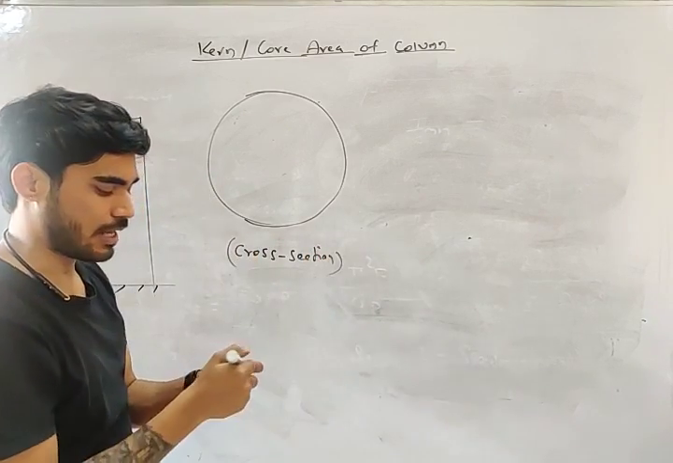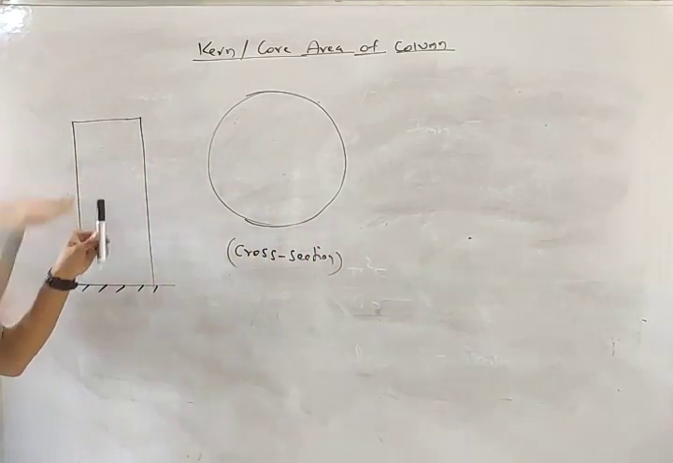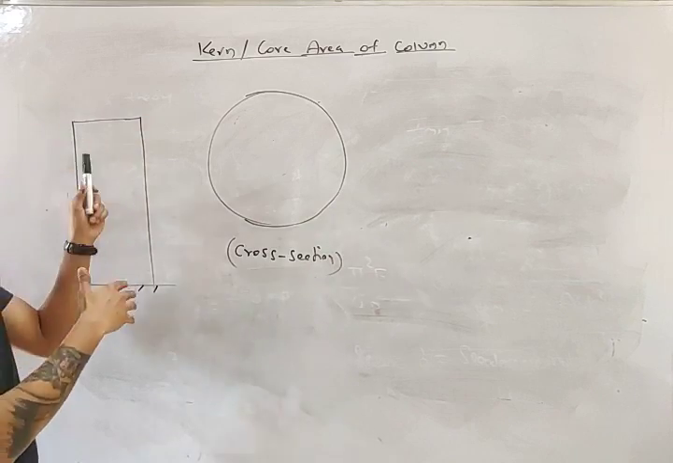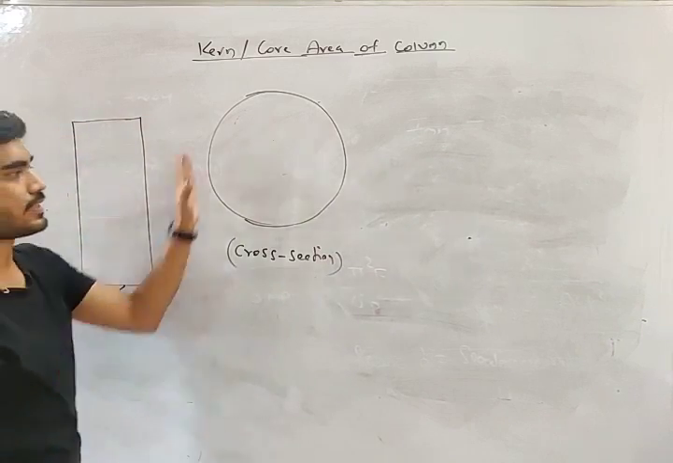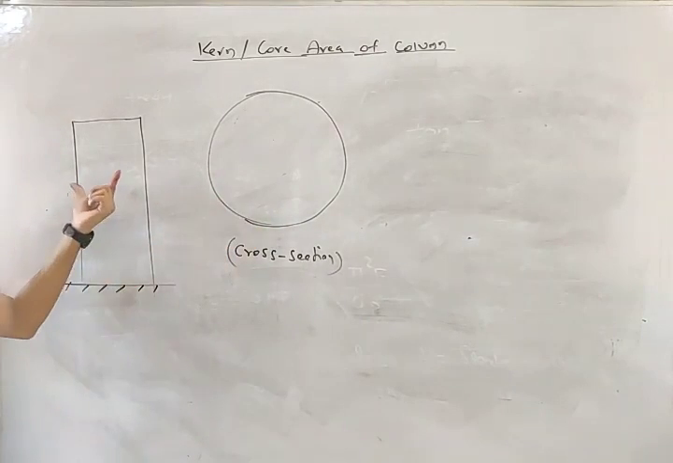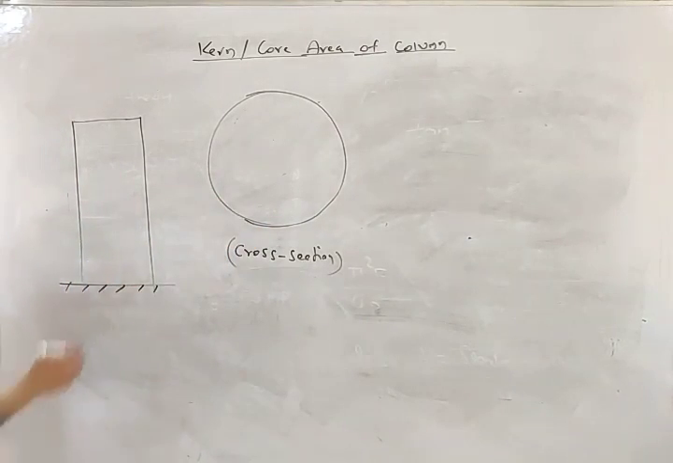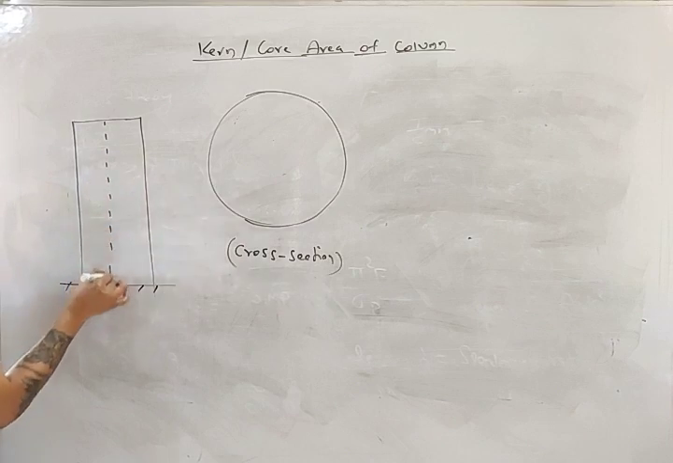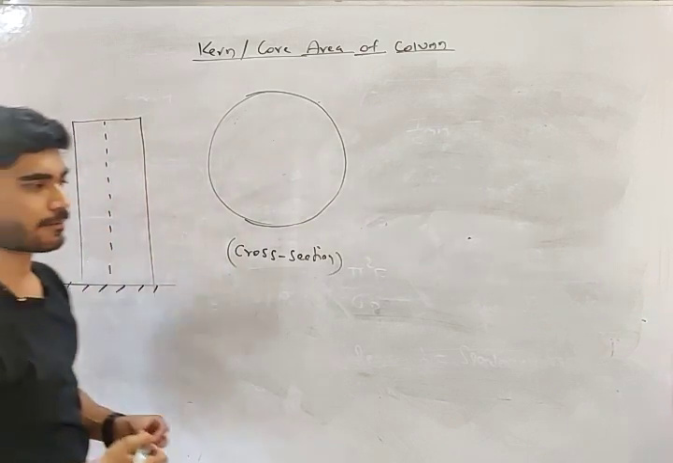Let's say this is the column. So this view, I should say, is the top view. This is the cross section. It is circular, so this is a circular column. This is the centroidal axis. This is the centroid.